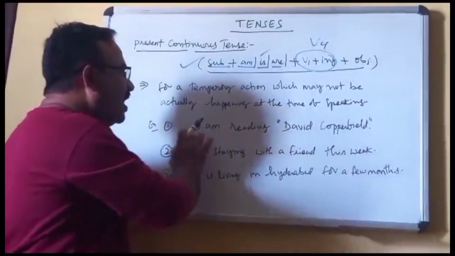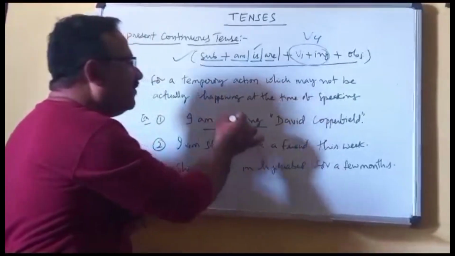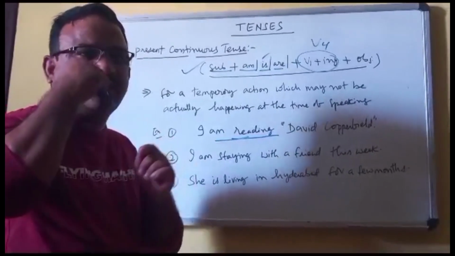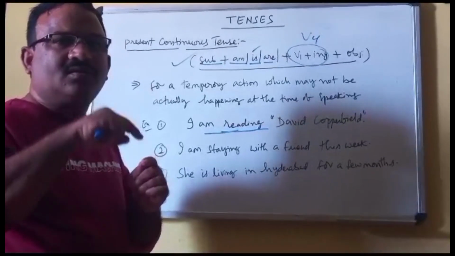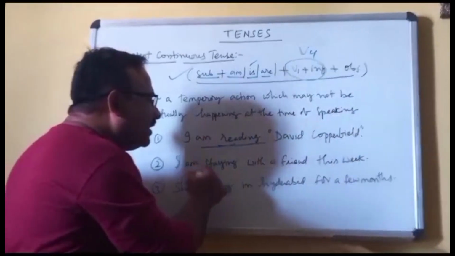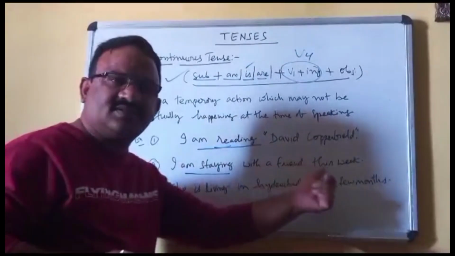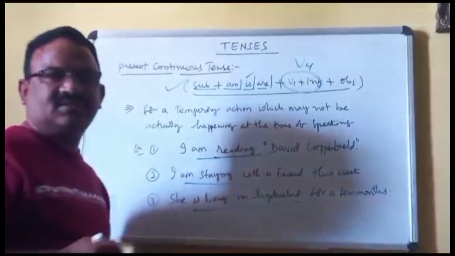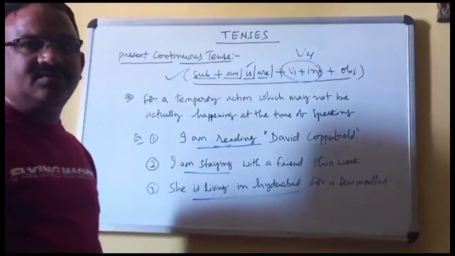Let us see examples. I am reading David Copperfield. That is a book name. So, I am reading means it was not happening at the time of speaking, but in this condition you have to use present continuous tense. I am staying with a friend this week. And one more example: she is living in Hyderabad for a few months. In this condition you have to use present continuous tense.